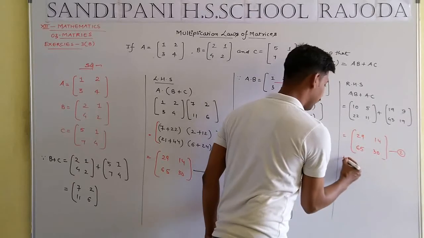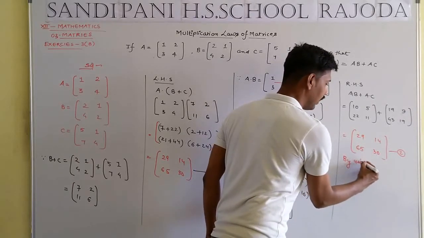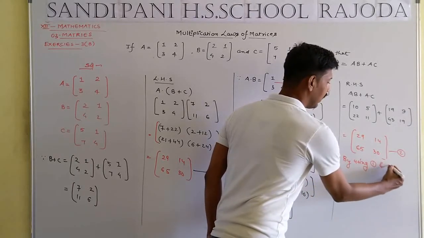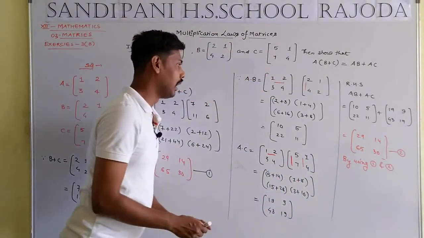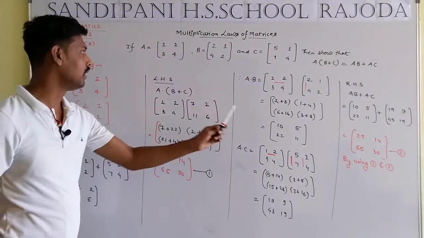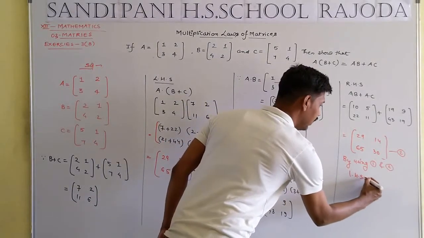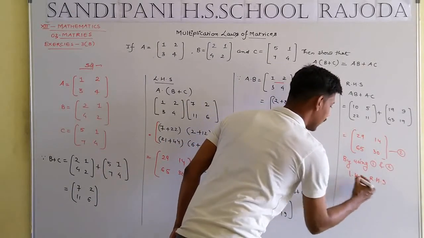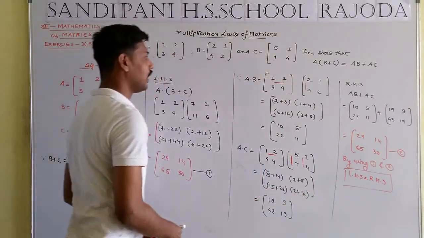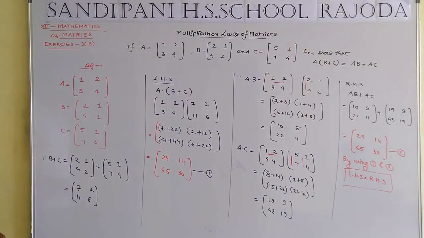Equation number second. By use of equation number first and second, the RHS equals the LHS. We can write LHS equals RHS, hence proved. Student, just recall once more the demand of the question: A dot (B plus C) equals AB plus AC.